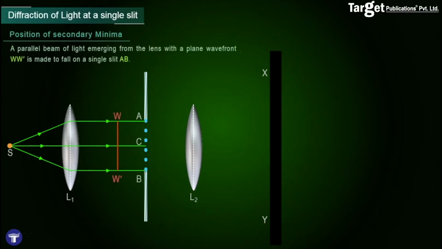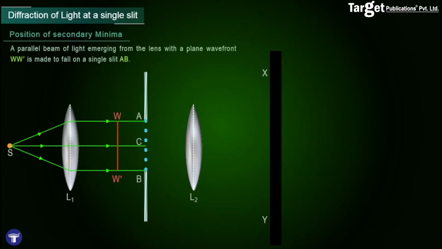So L1 is known as a collimating lens and its output which will come out from the lens is nothing but a planar wavefront WW'. And it is this planar wavefront WW' that is made to fall on our narrow slit AB. So we have what we wanted. We wanted an incoming planar wavefront.